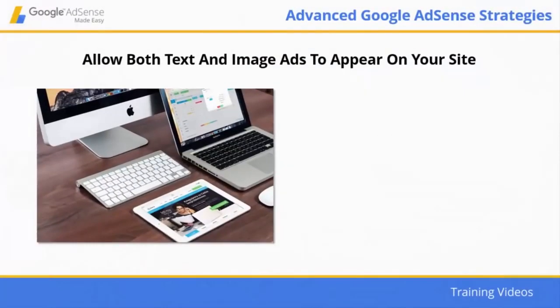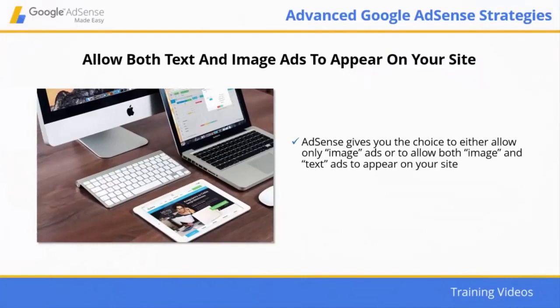Allow both text and image ads to appear on your site. AdSense gives you the choice to either allow only image ads or to allow both image and text ads to appear on your site. While it is true that image ads are more attractive in general, you will have a larger pool of advertisers bidding for your ad slots if you allow both types of ads on your property.